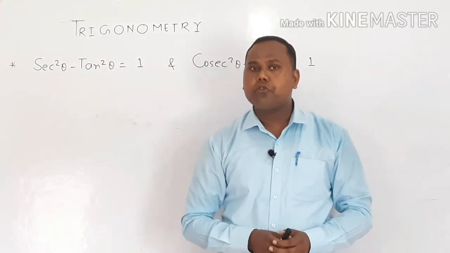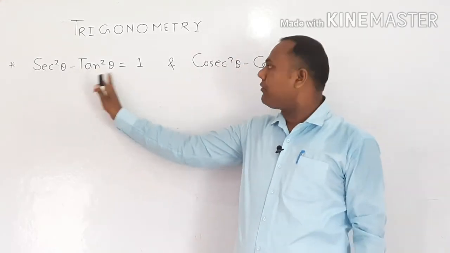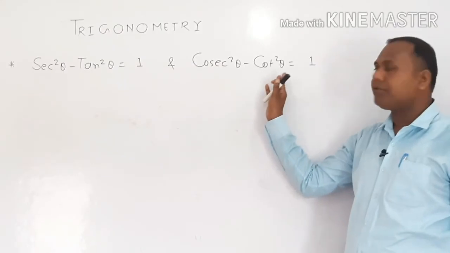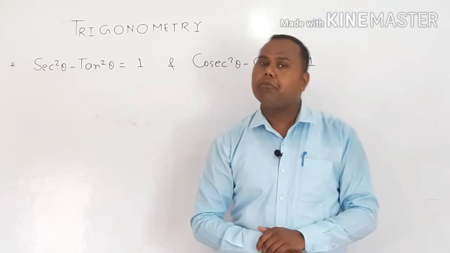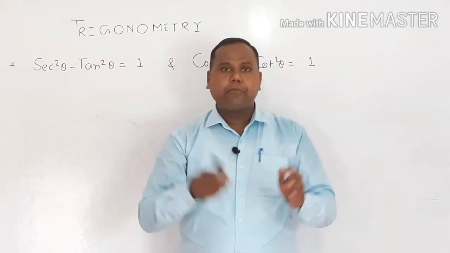Today I am going to talk about the relationship sec square theta minus tan square theta equal to 1 and cosec square of theta minus cot square theta equal to 1, and its manipulation with negativity or negative sign. So let us proceed.